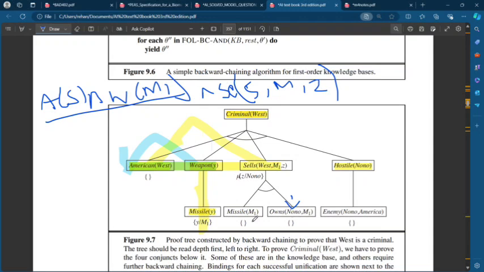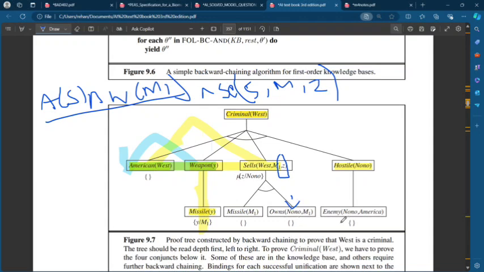Then missile M1 and owns nono comma M1. So in forward chaining, we said if missile M1 is there and nono owns M1, then it means that West has sold missile to nono. But here we already know that someone has sold. He has already sold this to Z. So to prove that this Z is nono, from the actual question, Z is country E, then I have to write missile M1 owns country E comma M1. I will do it like that.